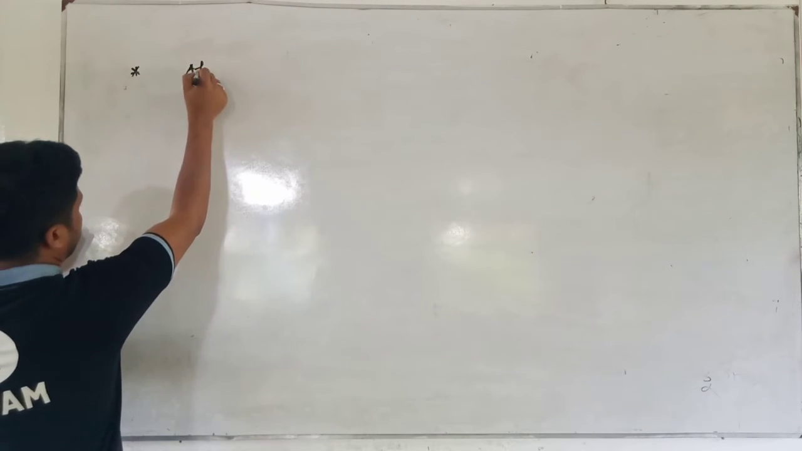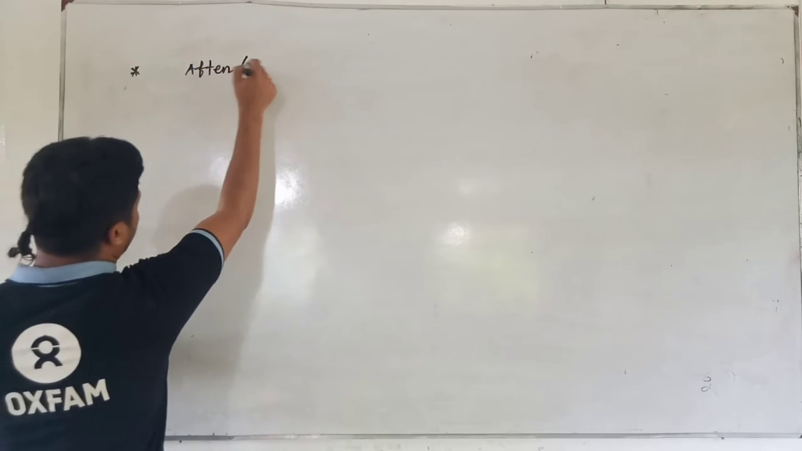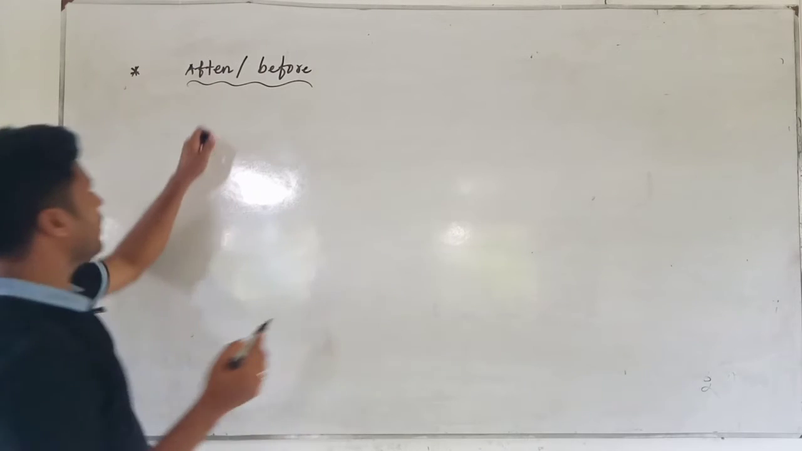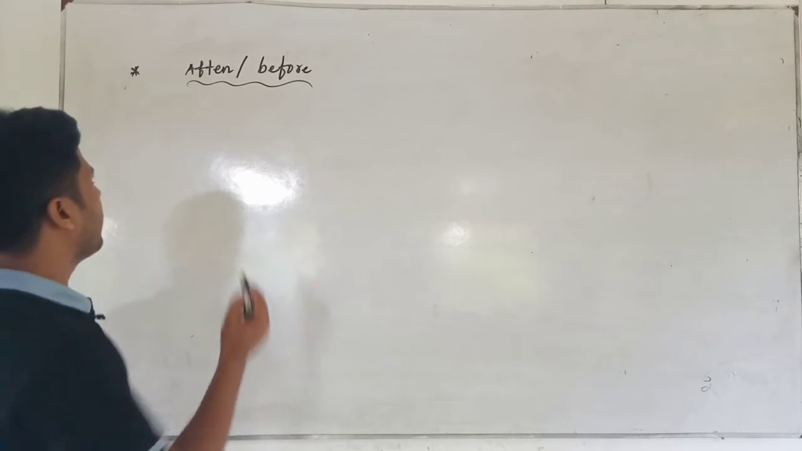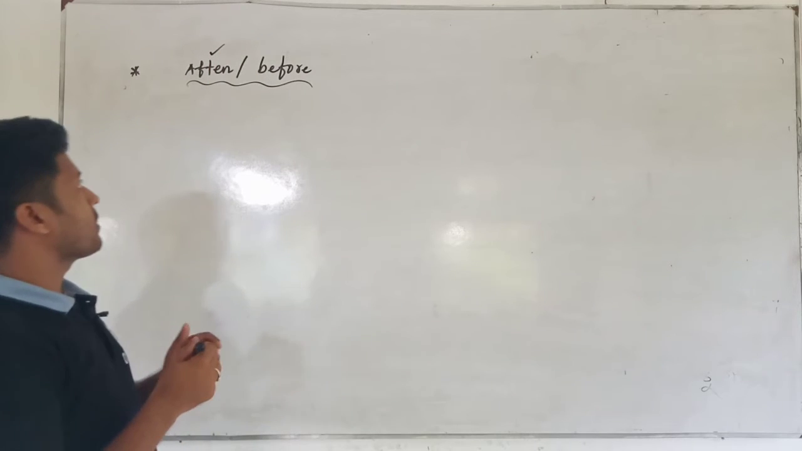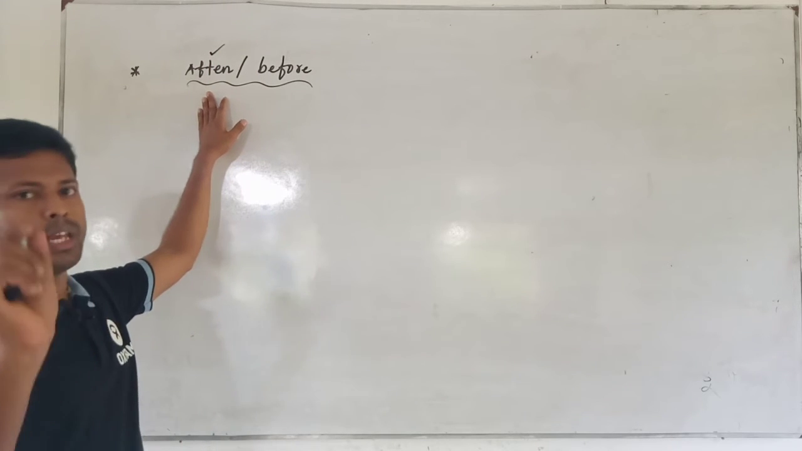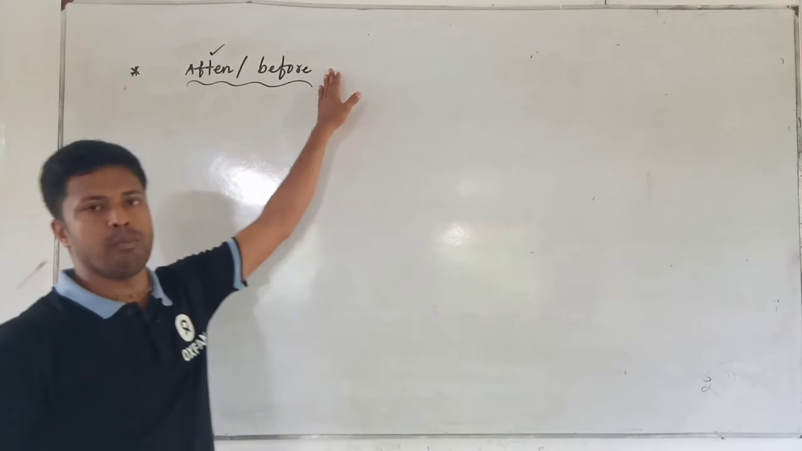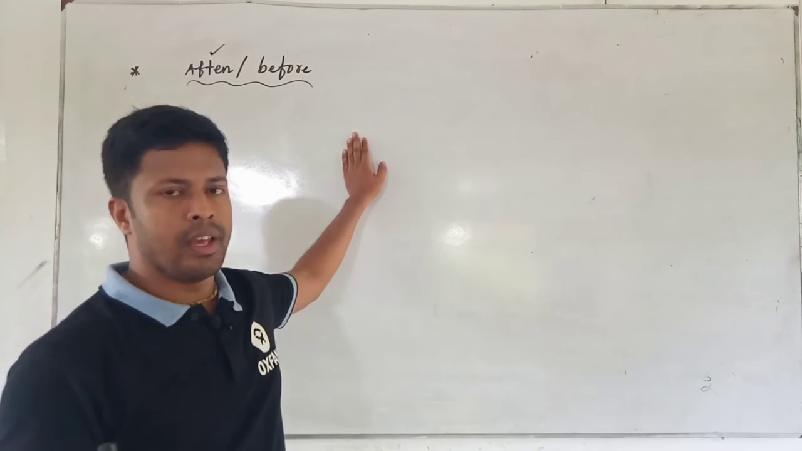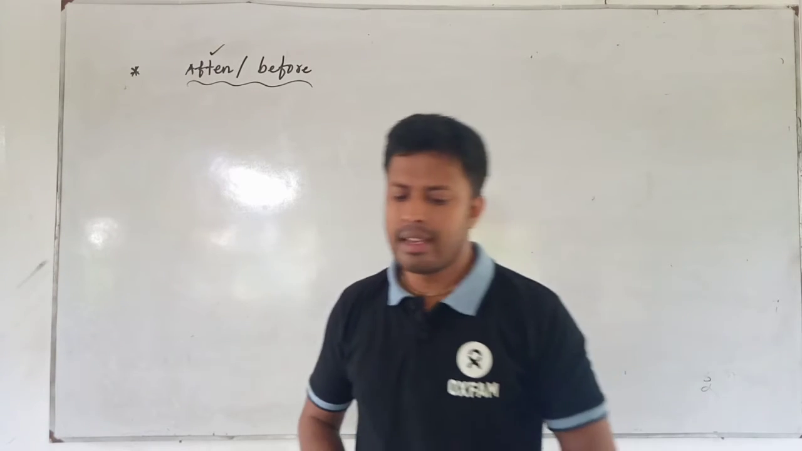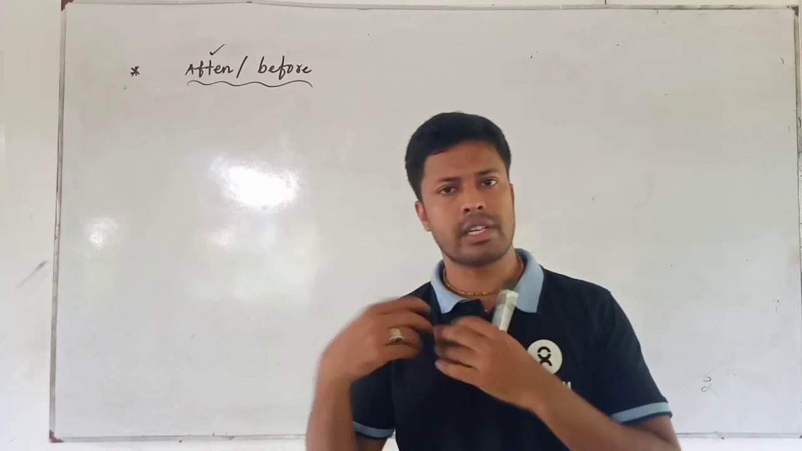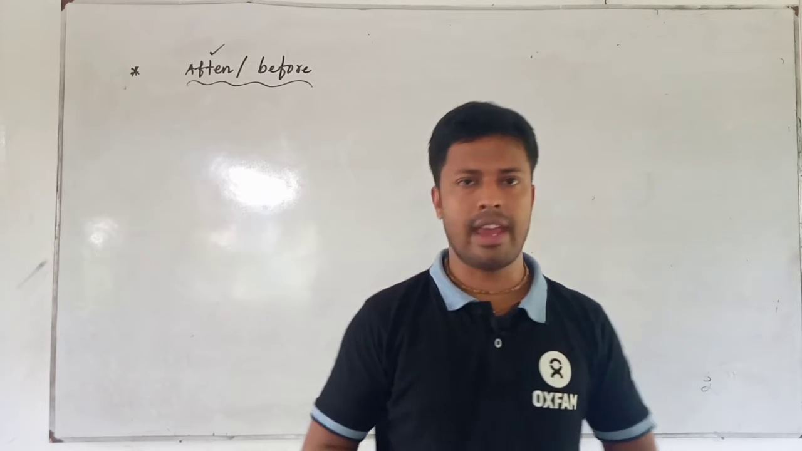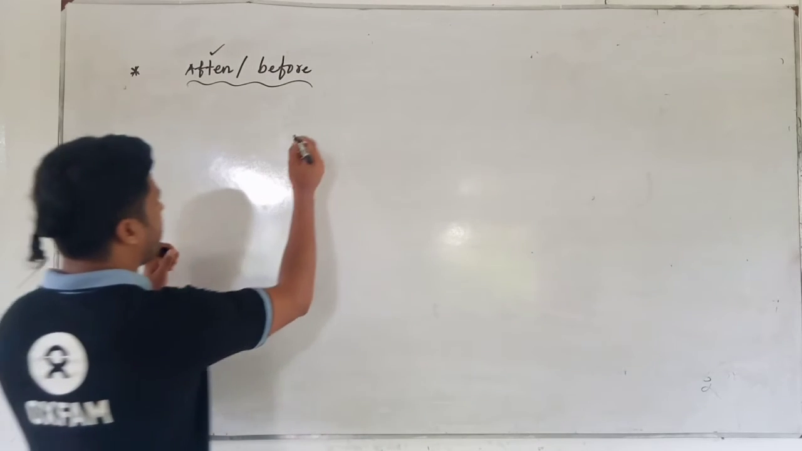Now I'm going to give you another structure. This is after and before. When we use after and before as prepositions, then after them we must put the ing form. If we use them as conjunctions in connectors, then they take two clauses, two sentences. So I'm going to make you understand.